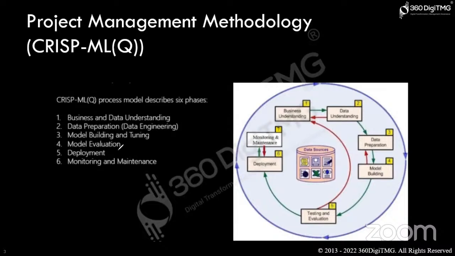And then we will be doing the deployment. Once deployment is done, we will be doing the monitoring and maintenance. These are the 6 phases when it comes to any data science project. We will be discussing this in detail in the next class.